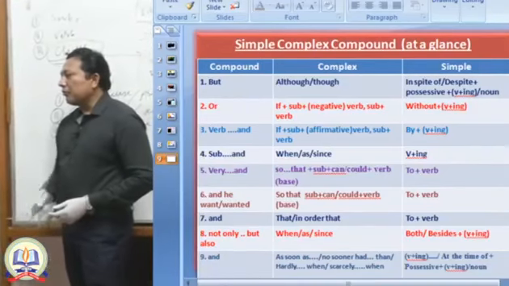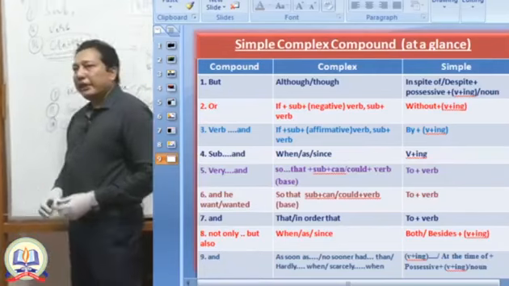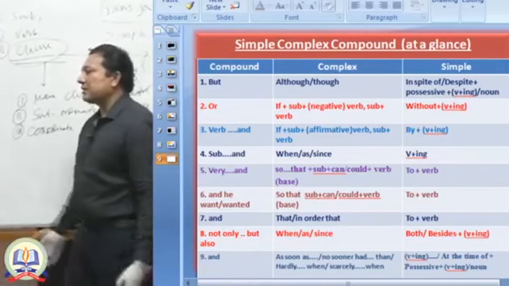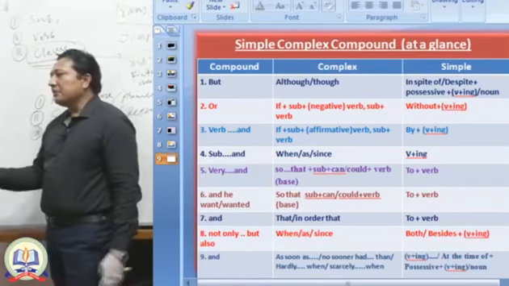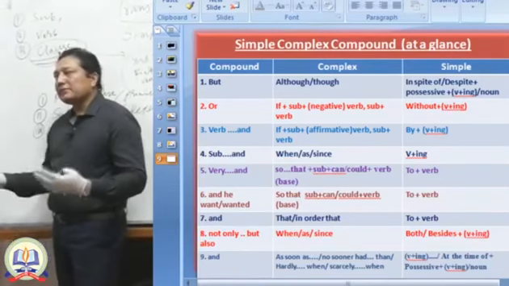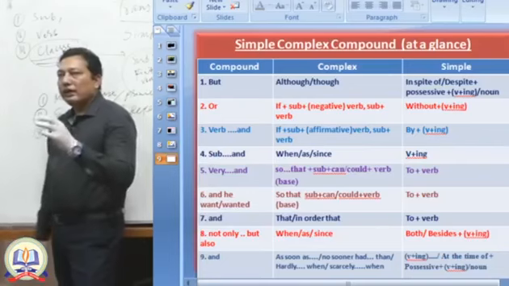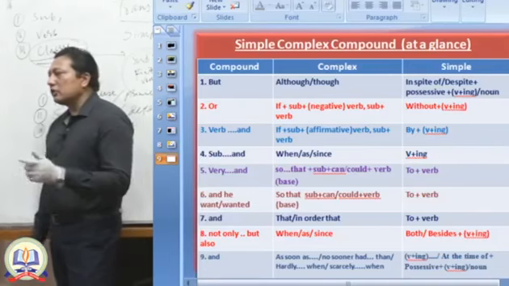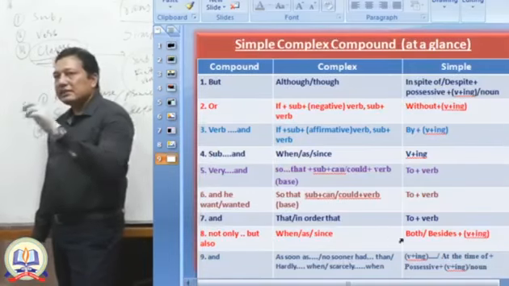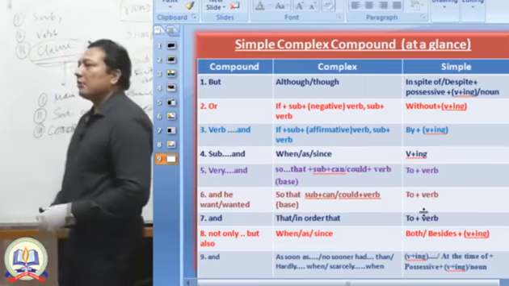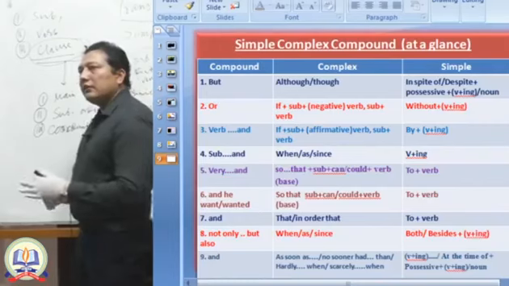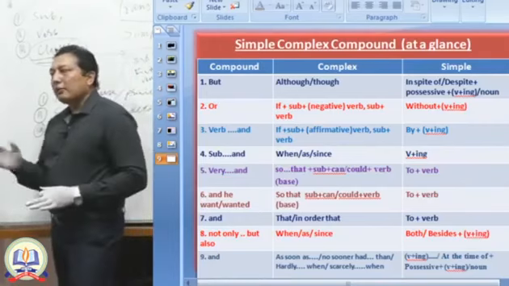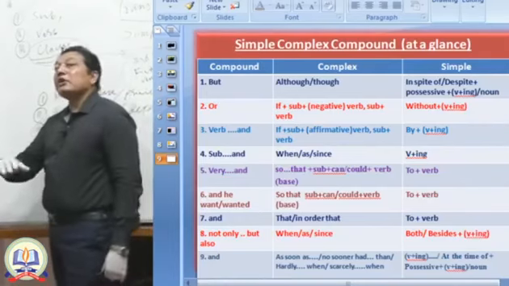And of course, for making simple sentences, you should use in spite of, despite, and possessive plus verb plus ing, like that. That means in spite of my going. Because when you are making any simple sentence, sometimes in this respect you have to make a phrase from the subordinate clause. So, though I went there, if you want to make a phrase from this clause, of course, you have to write it down in this way: in spite of my going.